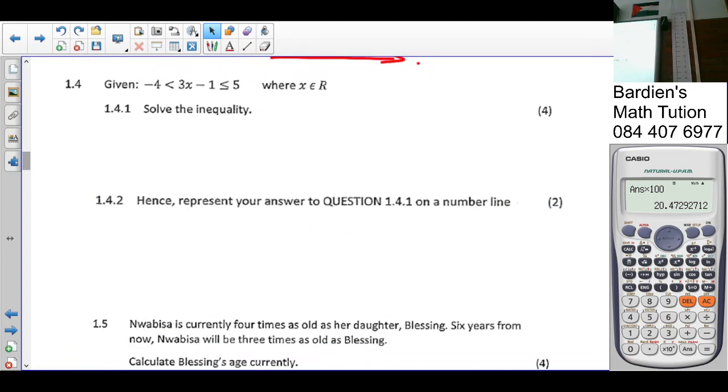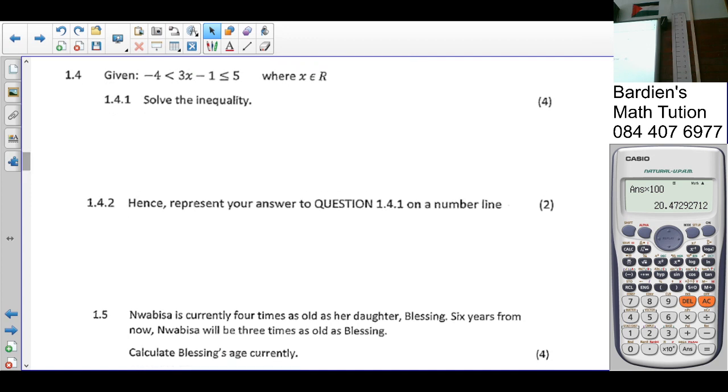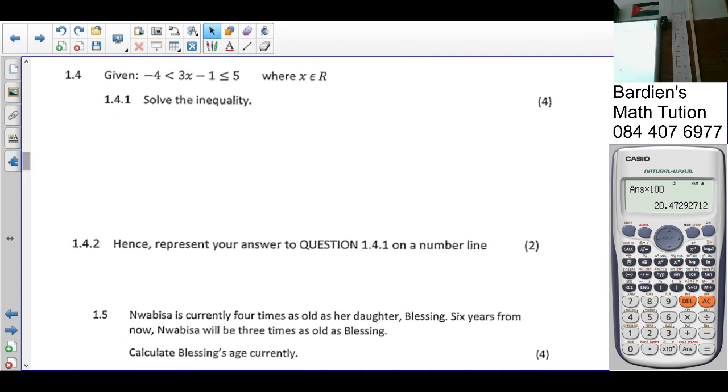In question 1.3, 1.4. Given that 3x minus 1 is greater than negative 4, but it's also less than or equal to 5, where x is an element of the real numbers. Solve the inequality. So what do I do here?